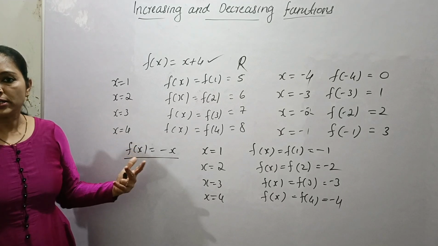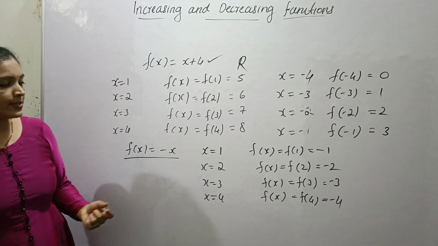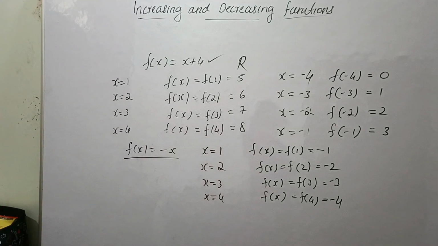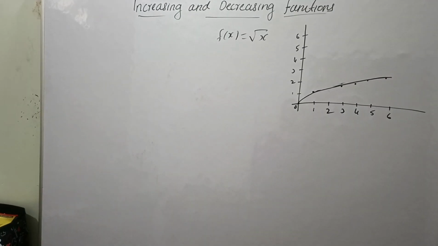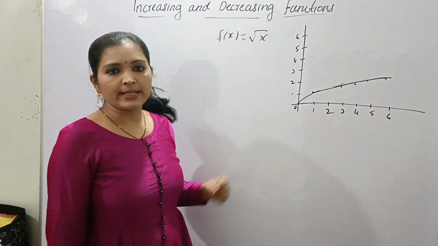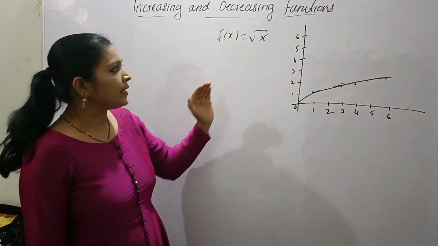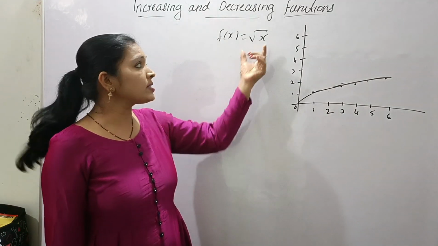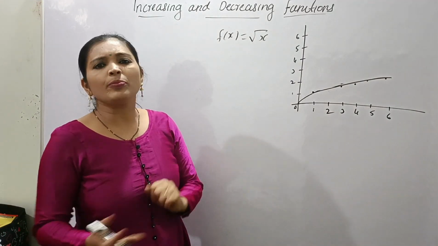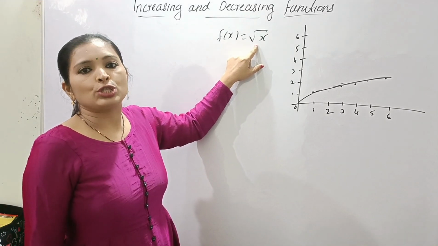f of x is equal to minus x is a decreasing function. Now I hope you understood the concept of increasing and decreasing functions. Now let's understand this with a graph. I have taken an example, f of x is equal to square root of x. Here x is greater than or equal to 0, because the square root of a negative number will be a complex number, right? So let's take x is equal to 0.